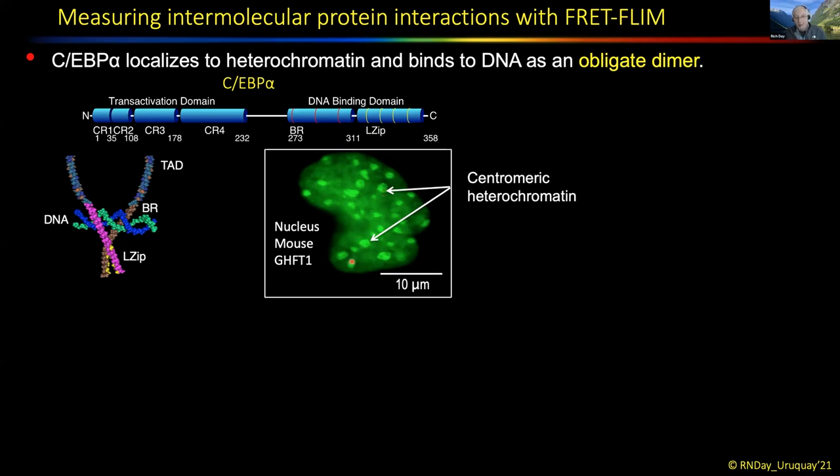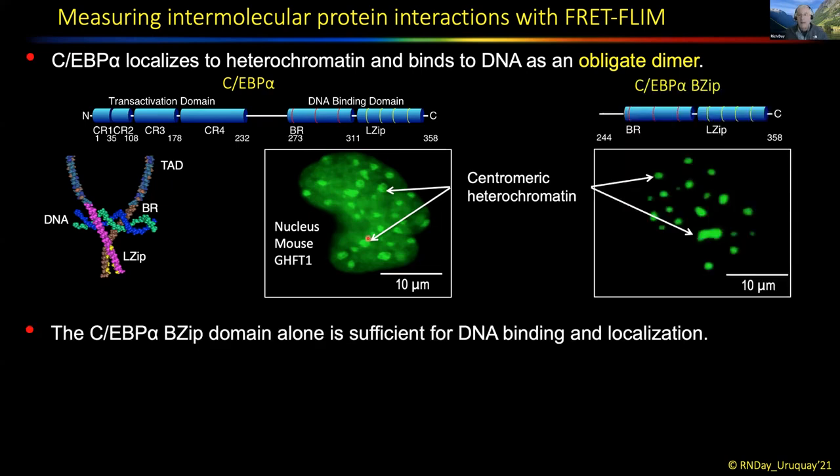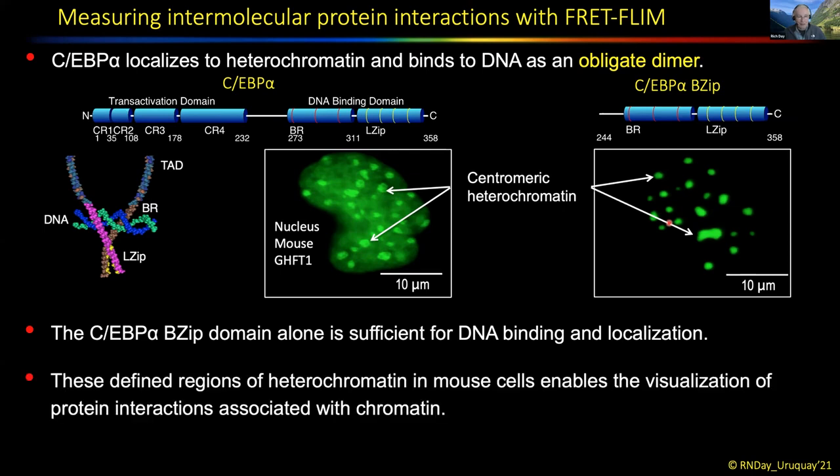So what you can see here is the nucleus of a cell, and this is a mouse cell, and mouse cells package their heterochromatin in these discrete islands, and this is centromeric heterochromatin. You can see CEBP alpha preferentially localizes there. And if we do away with its transactivation domain and just keep the DNA binding domain, it goes exclusively to these regions of heterochromatin. So it actually is a very useful probe if you're interested in looking at FRET inside the nucleus.